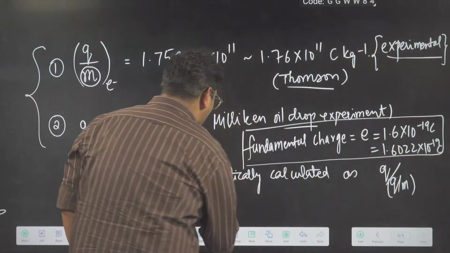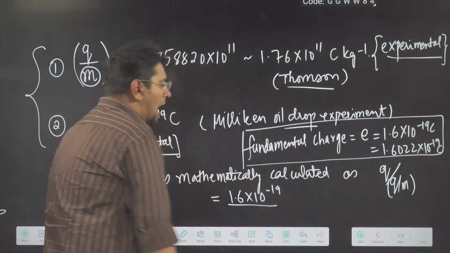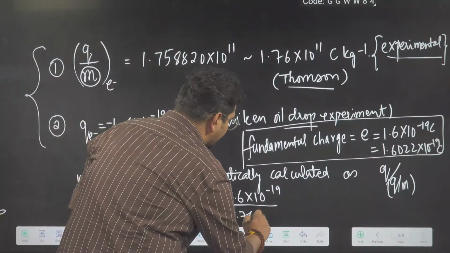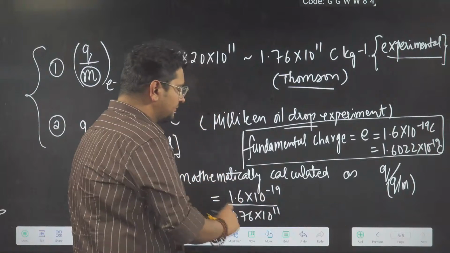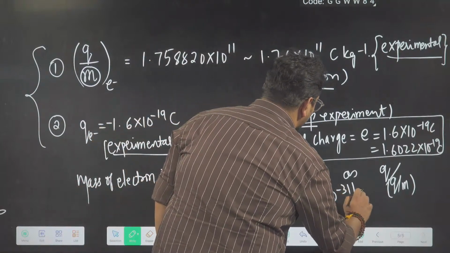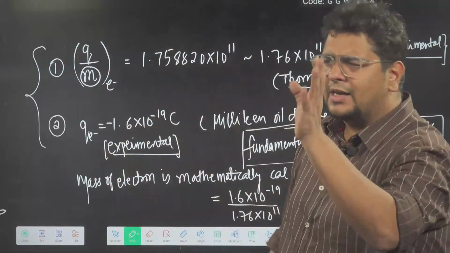How much is the charge? Magnitude 1.6 into 10 power minus 19, upon charge by mass, 1.76 into 10 to the power 11. This will come as 9.1 into 10 power minus 31 kg. So this is a very important point. Question will come like this.